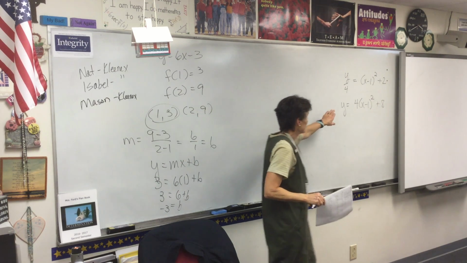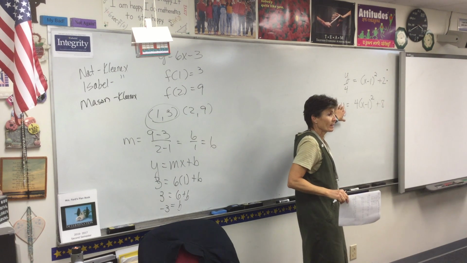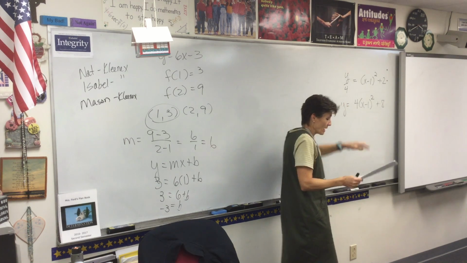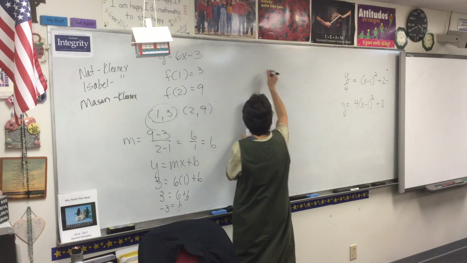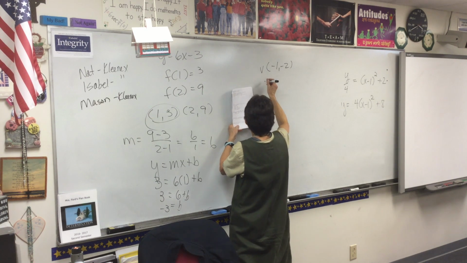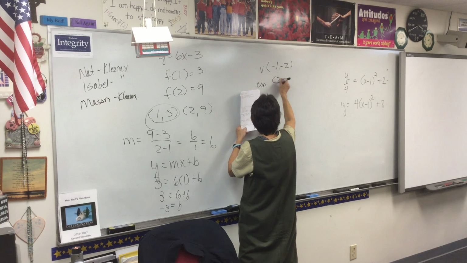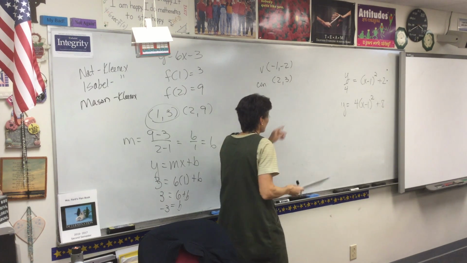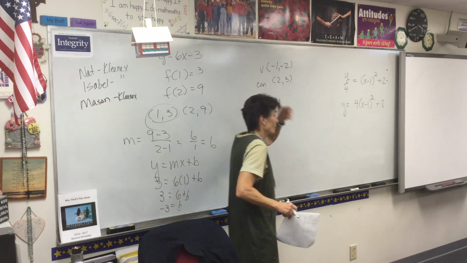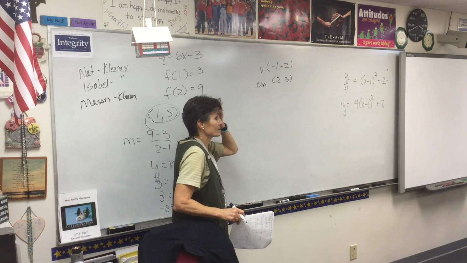Now that problem that we did a minute ago where we had to complete the square, this is the vertex form. So now you're going to do the same thing. The vertex is -1, -2, and we contain the point 2, 3, and you're going to come up with an equation that looks just like this.